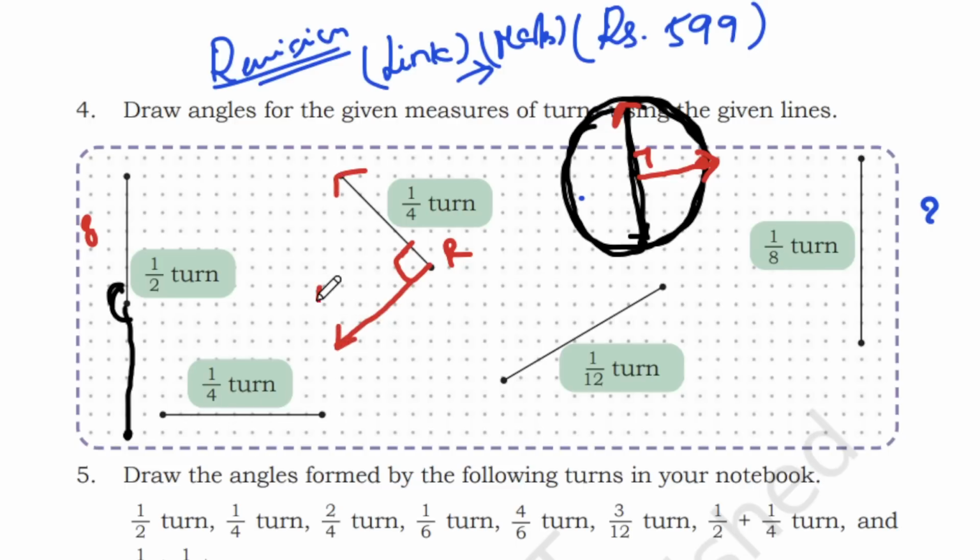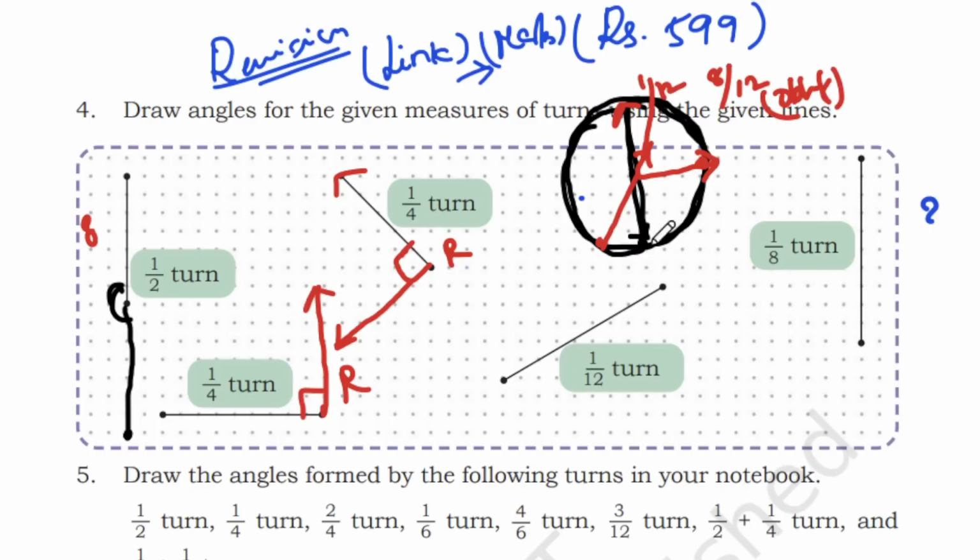Again we have a line here. So half turn. Sorry, quarter turn. It's a right angle. Next is 1/12 turn. 1/12 turn is an acute angle, so it will be like this. In case they are giving an angle like 8/12, then it will end up somewhere here. So that becomes an obtuse angle, which is greater than 90 degrees.